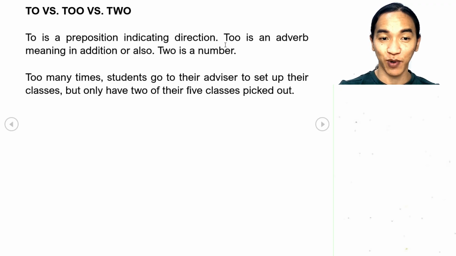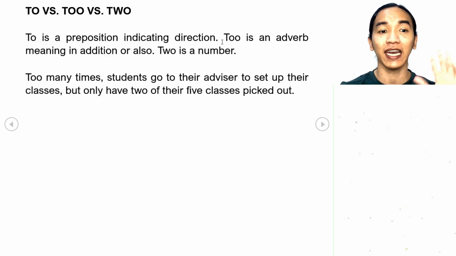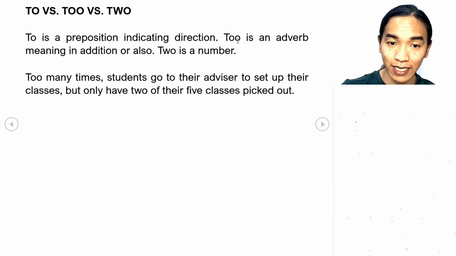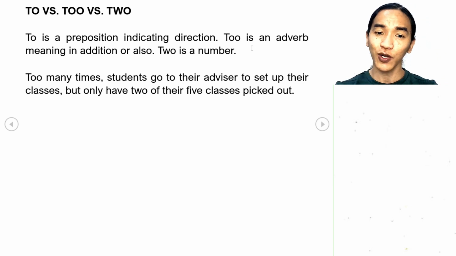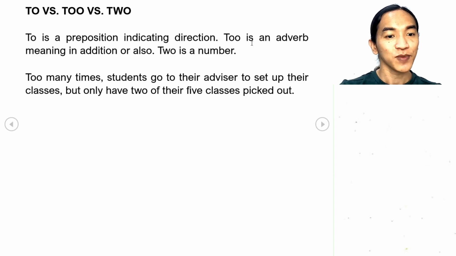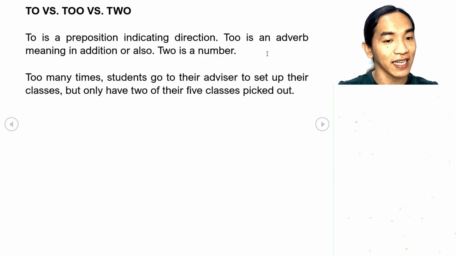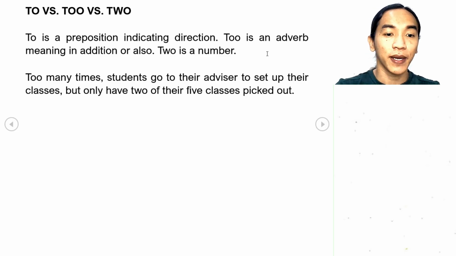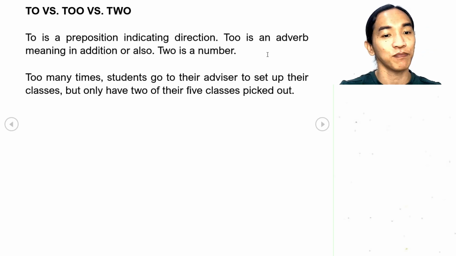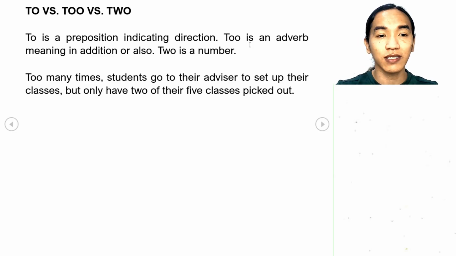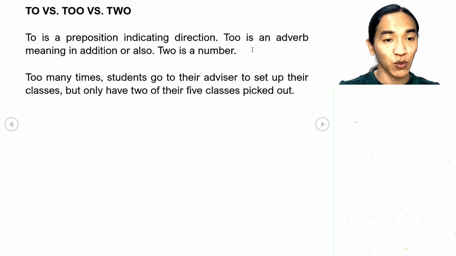To is a preposition indicating direction, and it's also used with infinitives. Too is an adverb meaning in addition or also, or something that is much. Two is a number. For example, too many times students go to their advisor to set up their classes, but only have two of their five classes picked out. I think it's very easy to understand the use of this one. The pronunciation does not have any difference at all, but we have to remember how to write them properly.